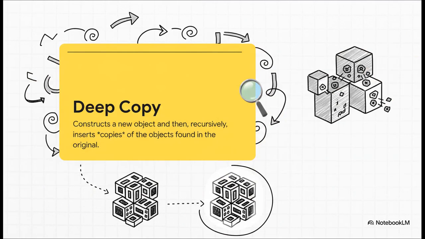To really truly prevent this, you need a deep copy. A deep copy is way more thorough. It doesn't just copy the outer container. It goes through every single item inside and makes a fresh copy of it. And if those items are containers, it copies their contents too, all the way down. The end result is a completely new, totally independent object.